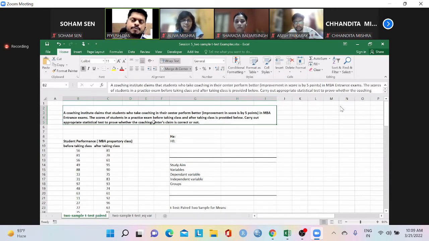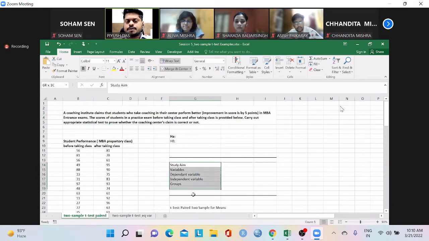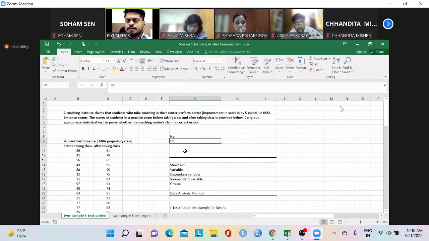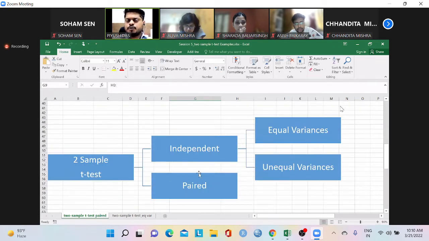This is why I keep repeating that you have to try to form your own hypothesis at these 5 steps: study, variables, dependent, independent, and what kind of test, data analysis method. That you need to be very careful about. Before we jump into this Excel part, let us try to understand what a two sample t-test is.